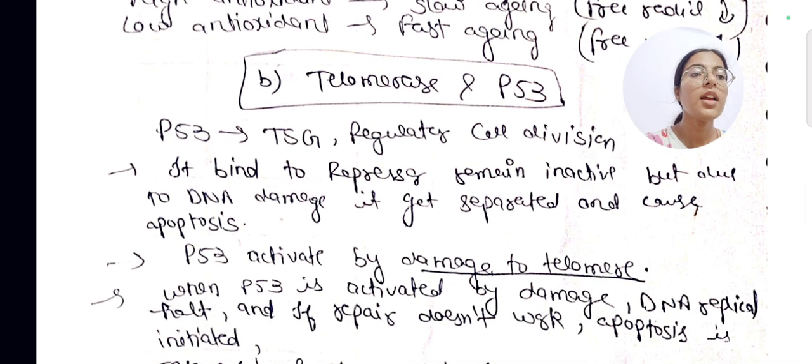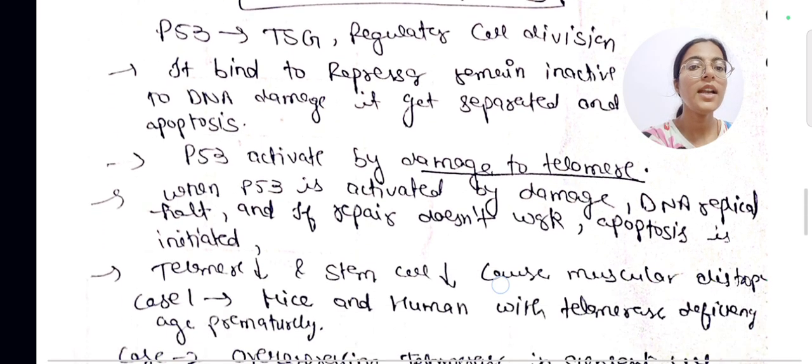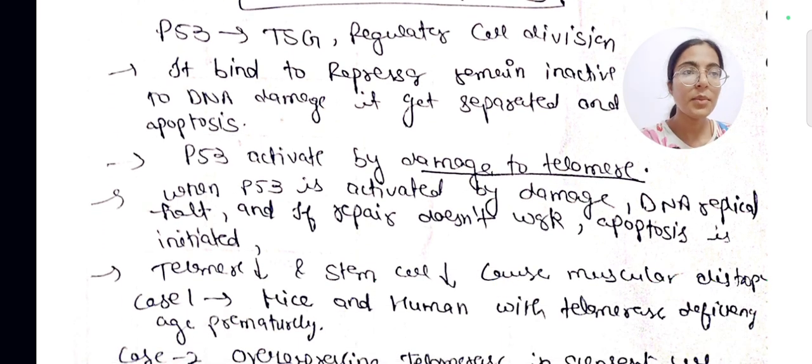Right? It means if telomeres shorten, which are a part of the DNA, meaning the chromosome containing DNA content, and the terminal end of the chromosome gets shortened, this will result in the activation of P53. Right, when P53 is activated, then replication will be stopped and repair doesn't work. It results in the initiation of apoptosis. Right, if there is a decrease in the number of telomeres and stem cells, it will cause muscular dystrophy syndrome. Please do remember this statement also.